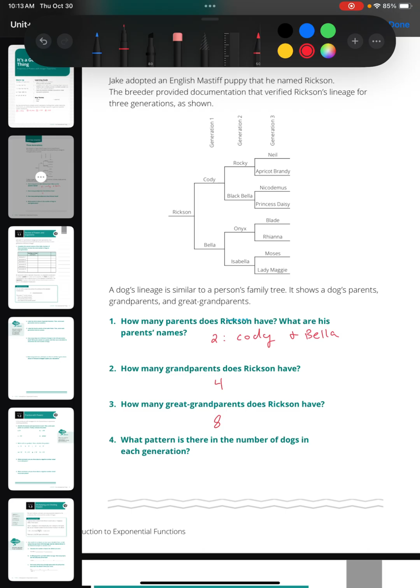So what pattern is there for the number of dogs in each generation? We are doubling the number of dogs from the previous generation. So when we look at generation 3, we took the number in generation 2, which was 4, and doubled it, and we got 8.